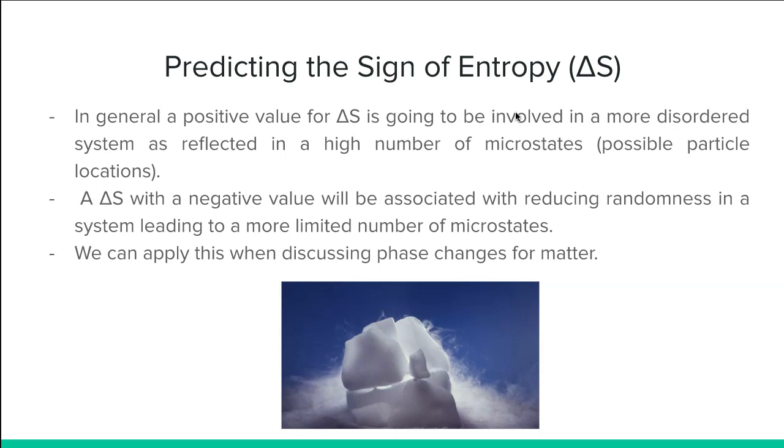All right, when we have a delta S with a negative value, we associate it with reducing the randomness. That means making the system more ordered. There will be a fewer number of microstates that we can occupy.